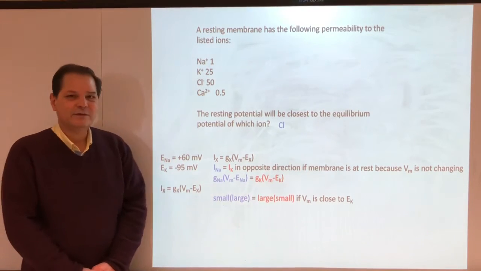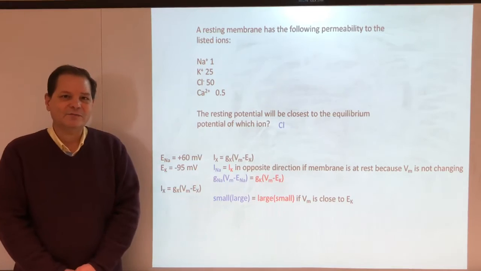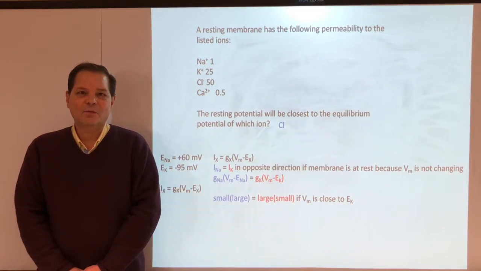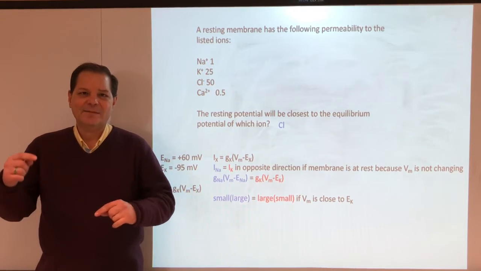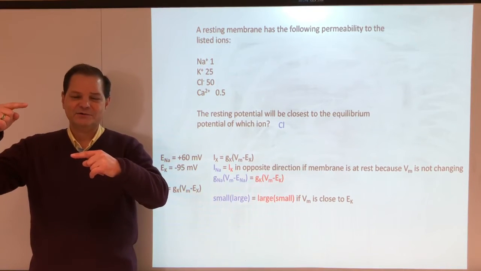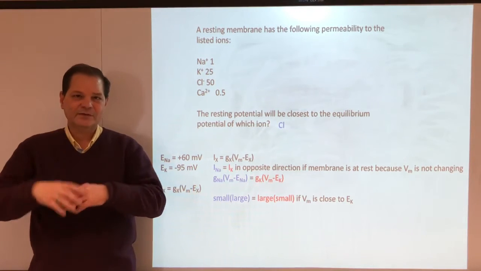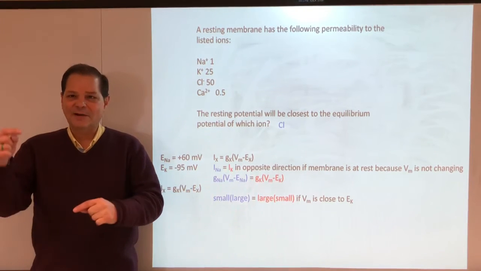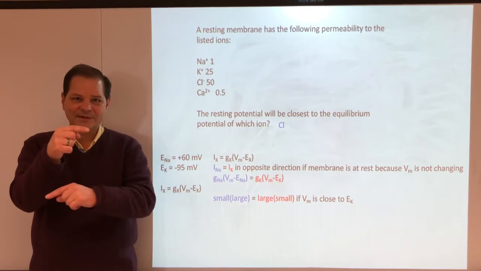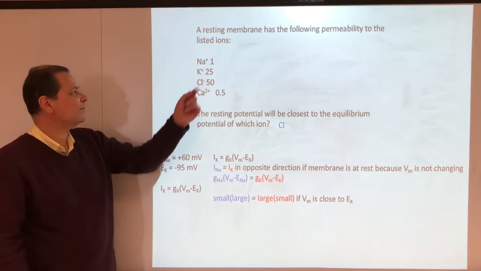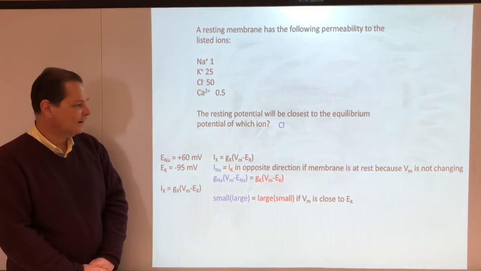So you may ask yourself how this comes about. We have a membrane voltage that is not changing. What that means is that the amount of positive charge coming in is equal to the amount of positive charge going out. So that means we have an equal amount of sodium current and potassium current. And you may ask yourself how that could be when the permeability of potassium is so much higher.